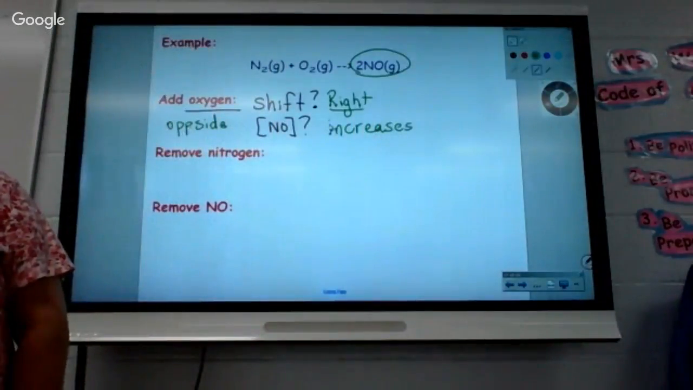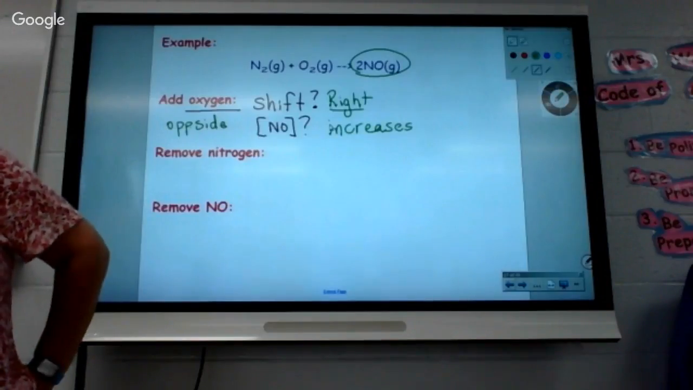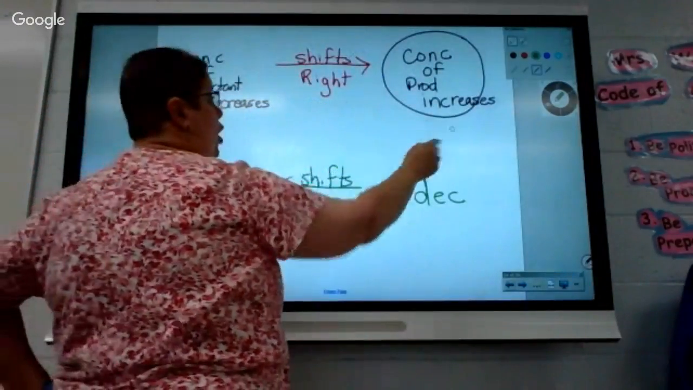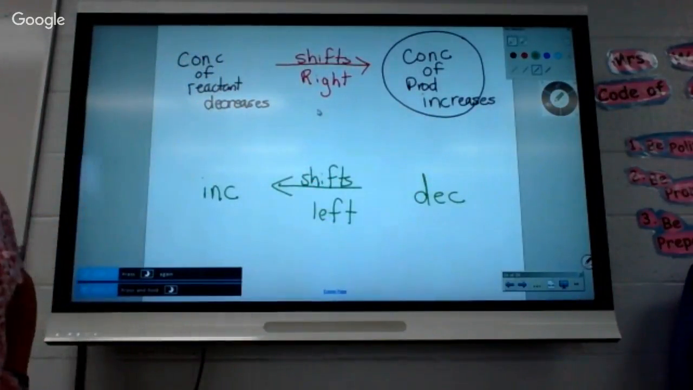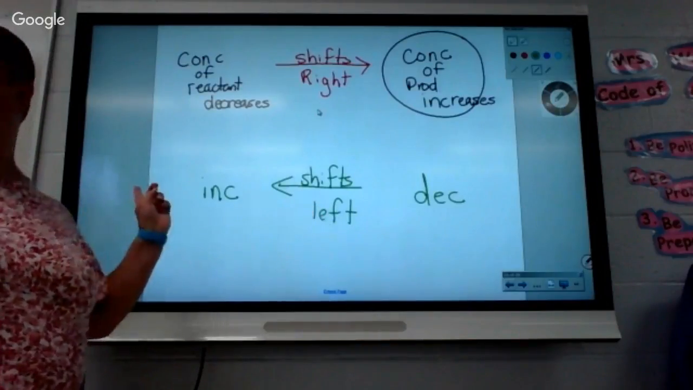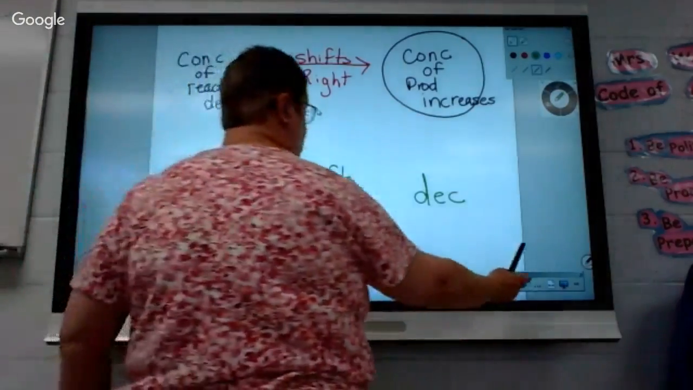Questions? Yay or nay? Alicia, you with me? Okay. Destiny, what about you? You sure? Bryce? For the concentration of NO, it increases. Anytime the reaction shifts to the right, whatever's on the right automatically increases. Okay? Whatever's on the left will go down. So anything that shifts left, whatever's in the direction of the shift will increase. Okay? All right, let's try another one.